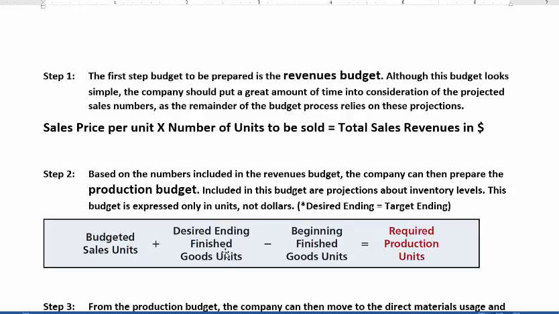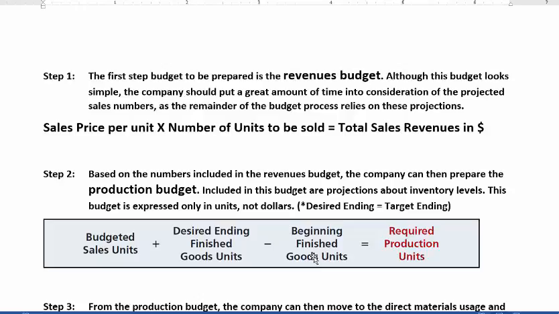So you're going to end up taking this desired ending finished goods units, this quantity, and multiplying it times that cost of goods per unit and putting it on the budgeted balance sheet for your finished goods inventory. Now, notice that our next part is to subtract beginning finished goods units. Why are we doing that? Because we would have started the period with some finished goods left over from the last period.